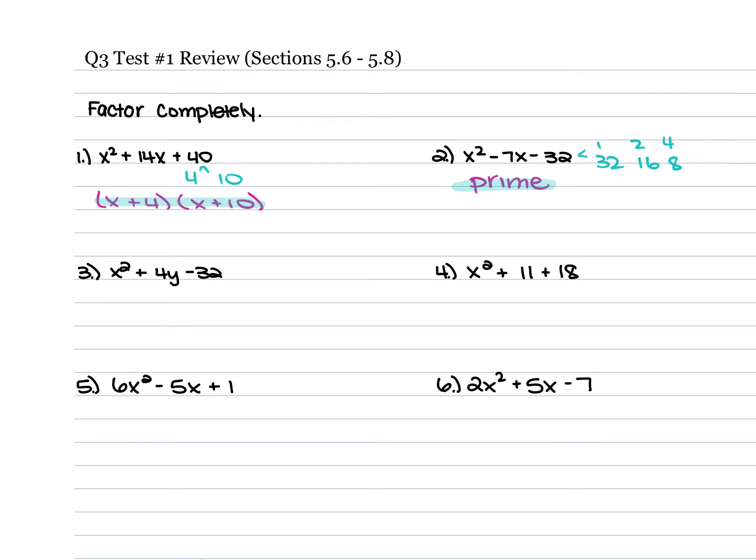For number 3, you have x squared plus 4x minus 32. This is supposed to be x instead of a y. You are going to find the factors of negative 32 that add up to be positive 4. If you had a negative 4 and a positive 8, that gives you the positive 4 that you're looking for. So the factors are x minus 4 times x plus 8.